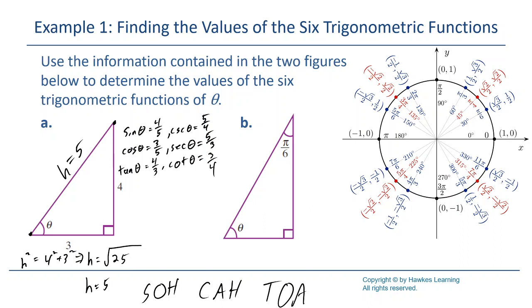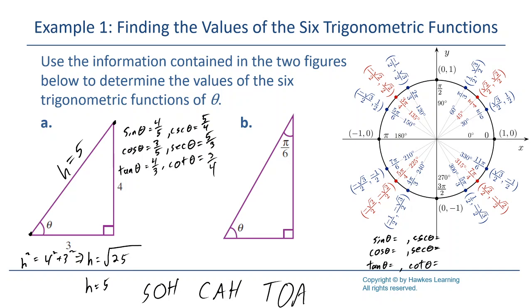Now, if we look at this next one, part B, I'll write over here: sine theta, cosecant theta, cosine theta, secant theta, tangent theta, and cotangent theta. So notice this one, I didn't have 2 sides. I've only been given 2 angles.